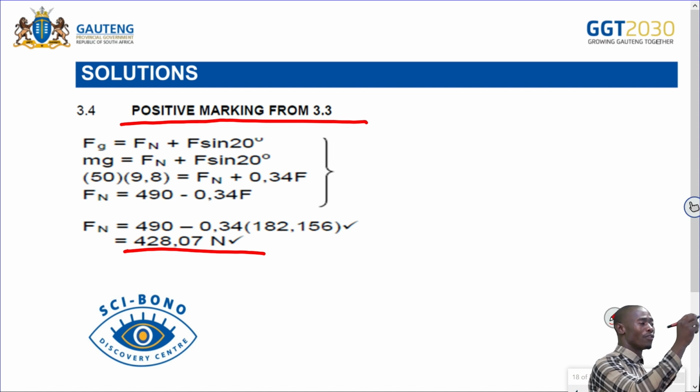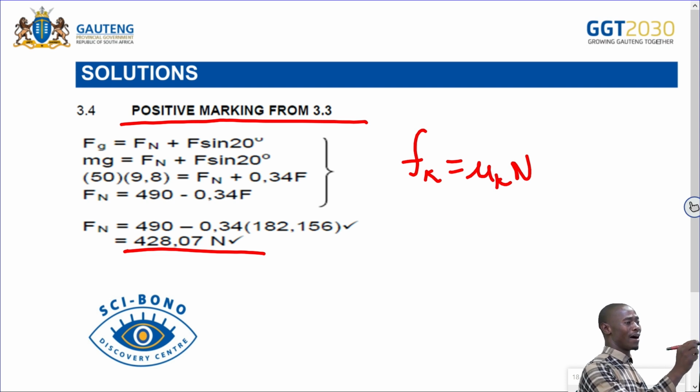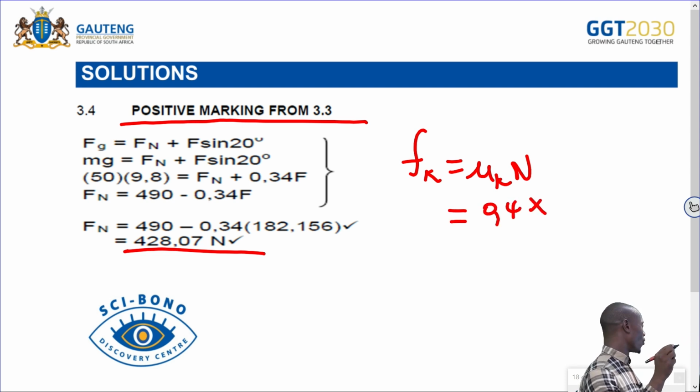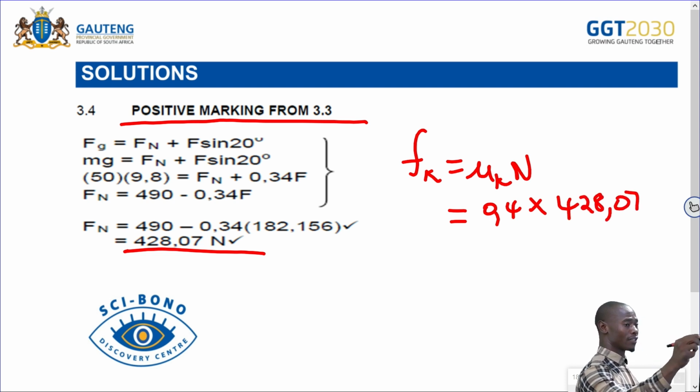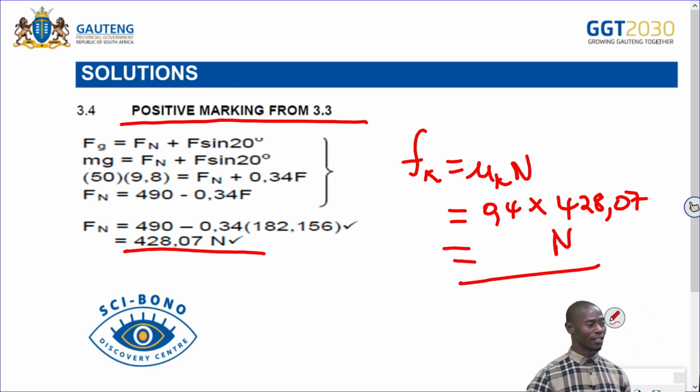So we know that Fk is given by mu k what? N, right? What is our mu k? 0.4. What is the normal force? The normal force is 428.07. Then we'll get the magnitude of what? Of kinetic friction. Again, there must be a positive marking here.